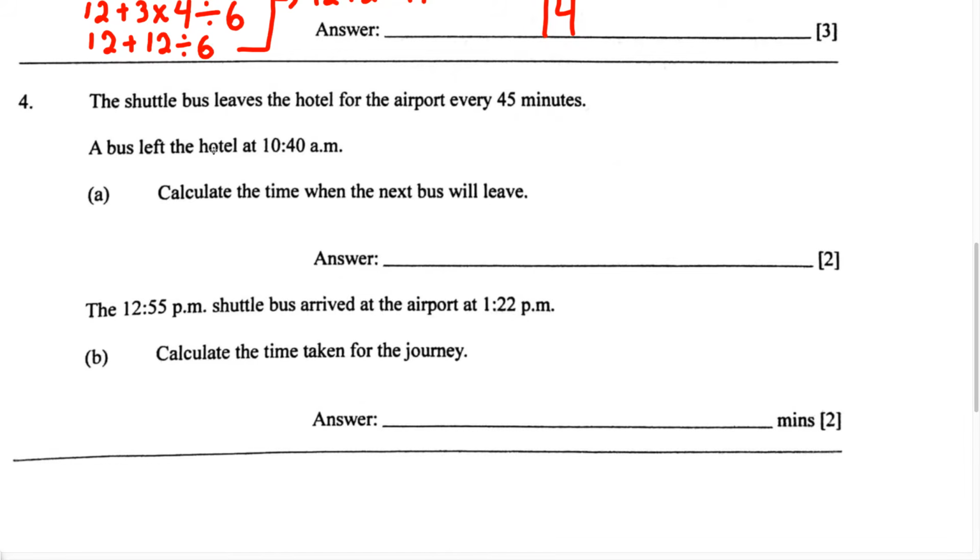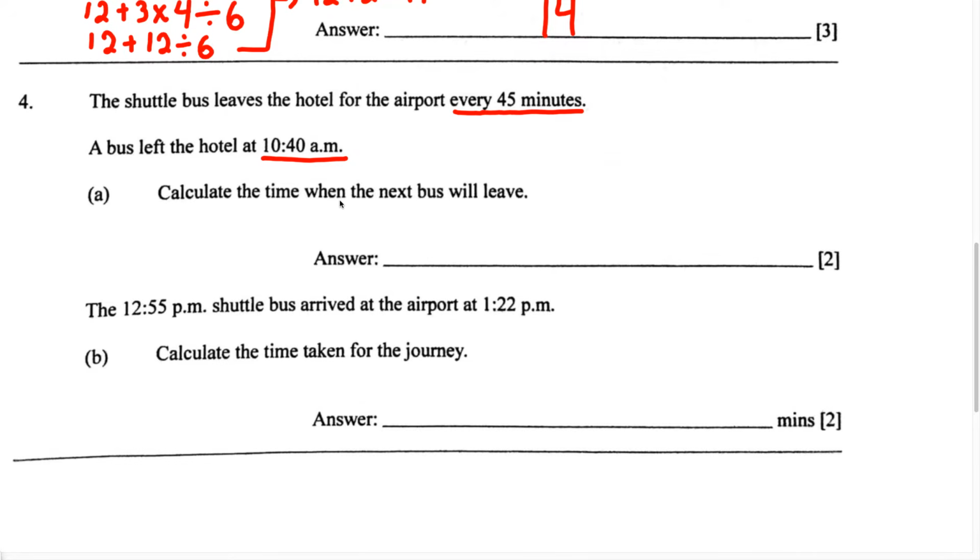Let's read the question again. It says the shuttle bus leaves the hotel for the airport every 45 minutes. So every 45 minutes, a shuttle bus will leave the hotel for the airport. A bus left at 10:40 a.m. Calculate the time when the next bus will leave. Your thought process should be, if a bus left the hotel at 10:40 a.m., and we know a bus leaves the hotel every 45 minutes, we're just going to add 45 minutes to 10:40 a.m.